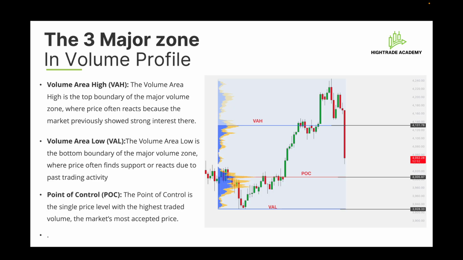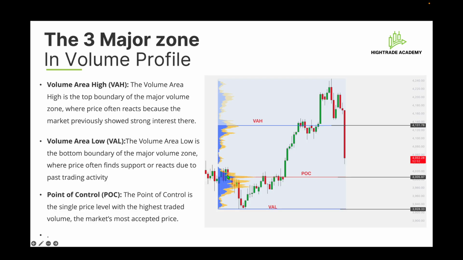Now the next thing that I also look at, which is the last part, is the point of control. The point of control is one of the most important aspects when it comes to understanding and being able to use the volume profile effectively. The point of control is the single price level with the highest traded volume, the market's most accepted price. Now the point of control has the most transactions, and when you look at the volume profile, you notice that where we have a red line is our point of control.